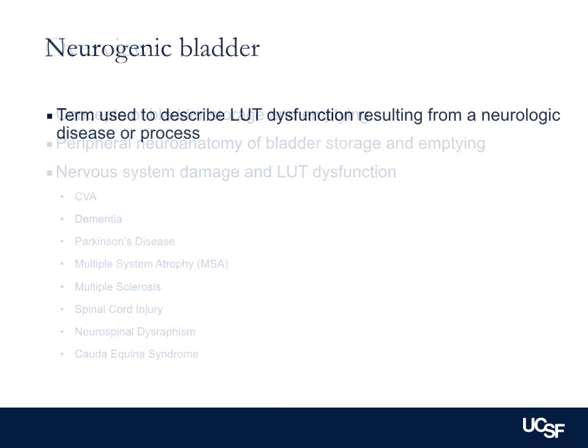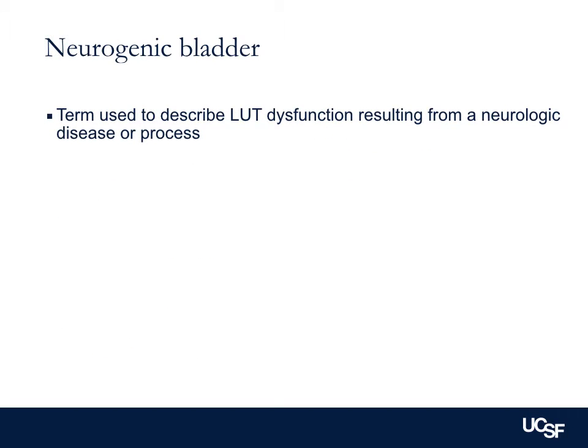So starting with the bigger level concepts, neurogenic bladder is a term that's used to describe lower urinary tract dysfunction resulting from a neurologic disease or process. And I just want to take a moment to talk a little bit about this term. It's often thrown around a lot in patient notes, but it really should only be used in a pure sense when there is a specific neurologic condition or lesion that is being referenced.